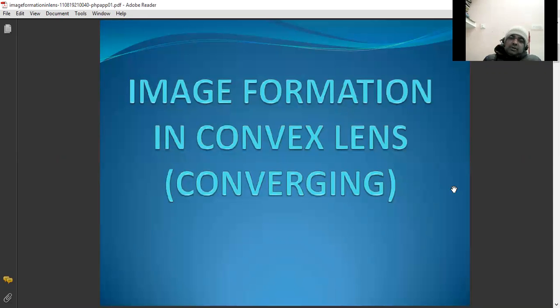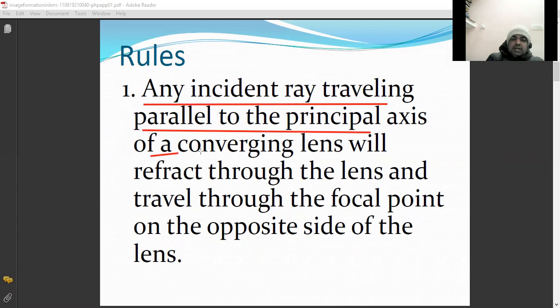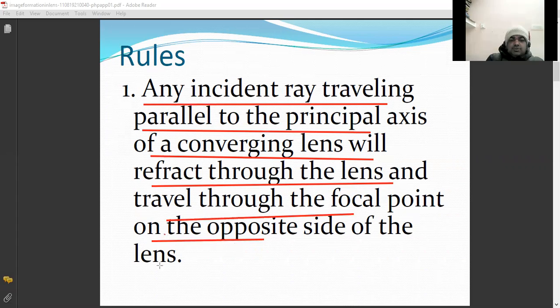Image formation by a convex lens. A convex lens is also known as a converging lens. The reason behind it is that whenever rays of light come to a convex lens, they concentrate. These are the rules which we will follow. Any incident ray traveling parallel to the principal axis of a converging lens will refract through the lens and travel through the focal point on the opposite side of the lens. This is the first principle which we have to follow.